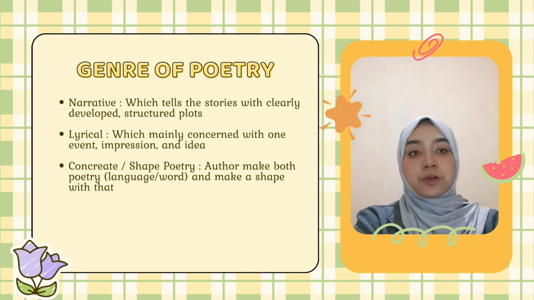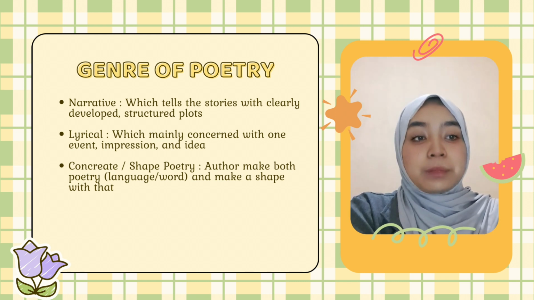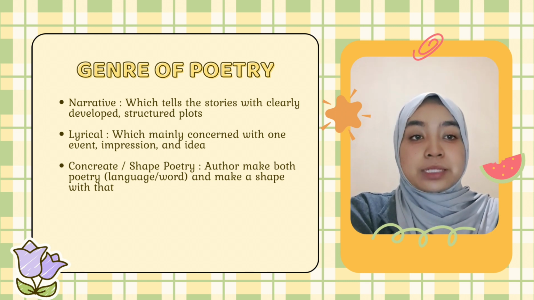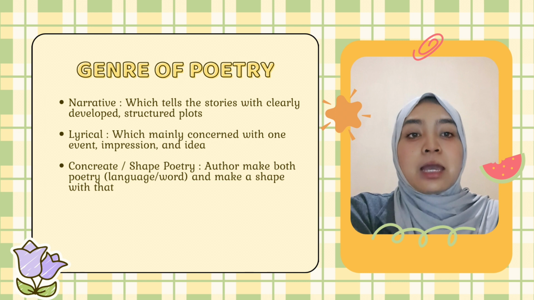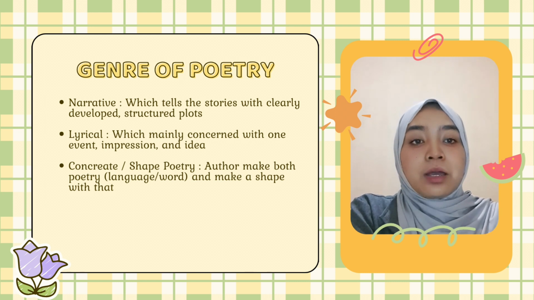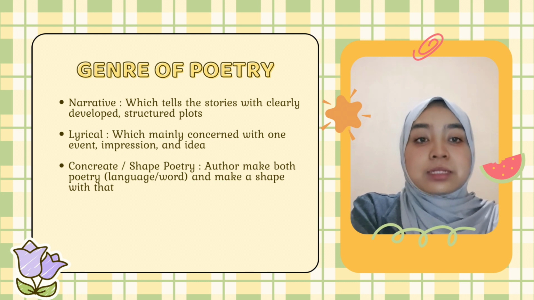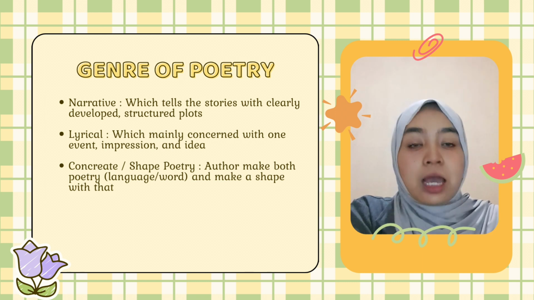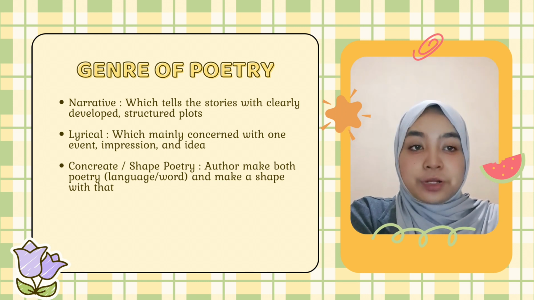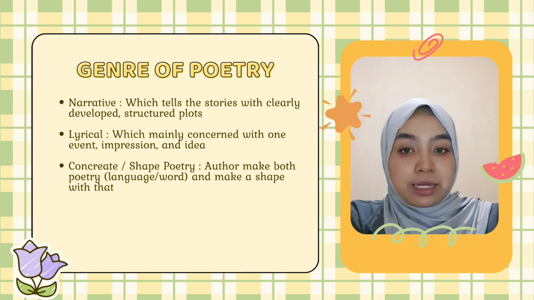So this is the genre of poetry itself. The first is narrative. What is meant by narrative? Narrative tells stories with clearly developed and structured plots. Second is lyrical, which is mainly concerned with one event and then impression and idea. And the last one is concrete or shape poetry. The author makes poetry from language or words and makes a shape with that.